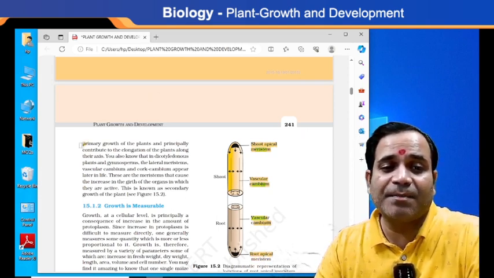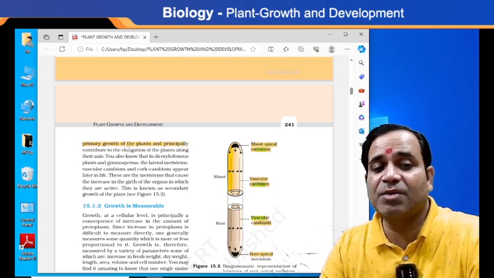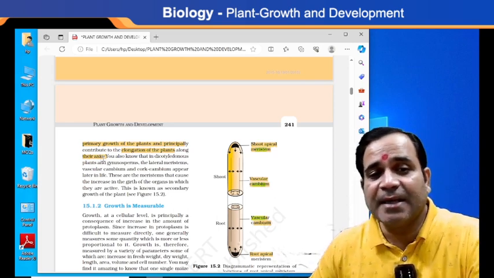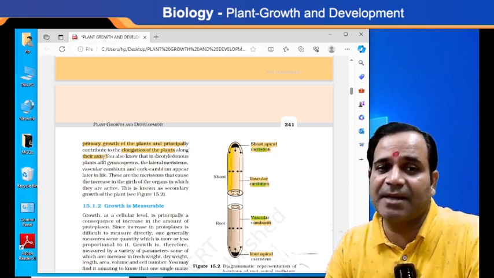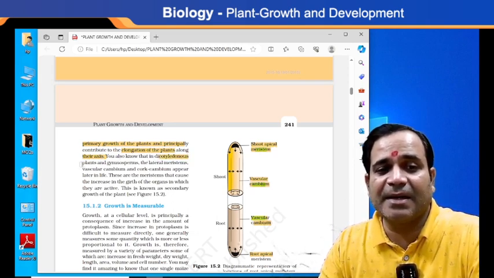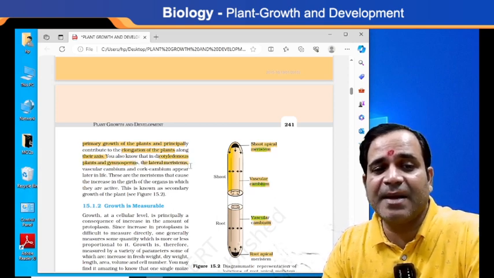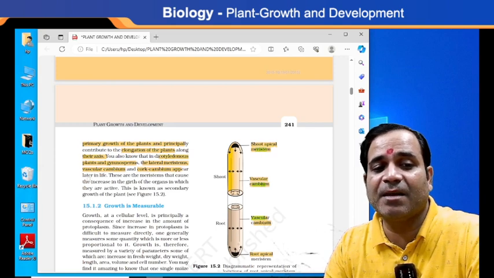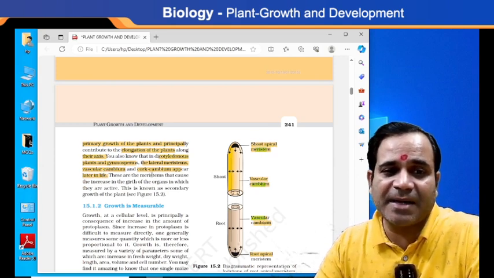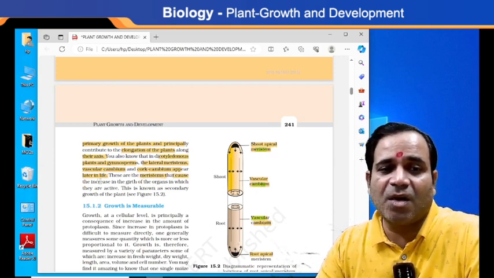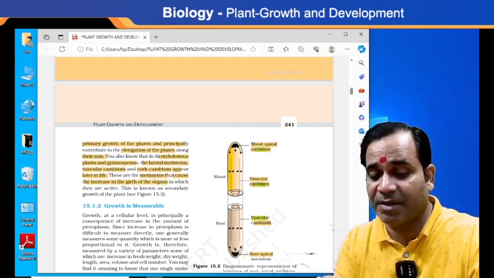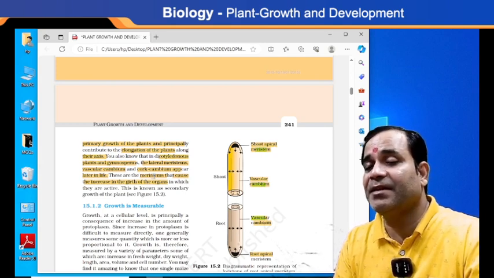Here the primary growth of the plant principally contributes to the elongation of the plant along its axis, my dear. So the elongation of the plant along its axis is known as primary growth. And you all know that in dicotyledonous plants and gymnosperms, the lateral meristems, vascular cambium and cork cambium, appear later in life, my dear. So it is very important to understand that these meristems cause the increase in the girth of the organ. If I'm saying increase in the girth, it means an increase in diameter also.